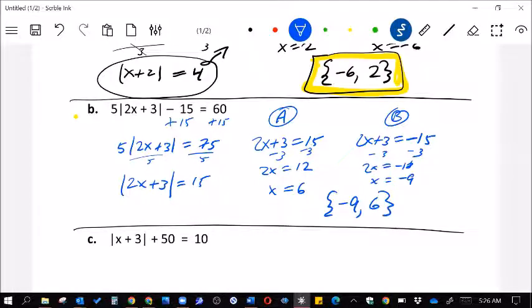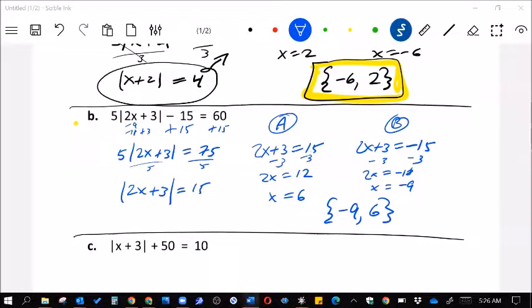So if I were to put -9 in here, I'd get -18 plus 3. That would be a -15. Absolute value of -15 is +15. So I would get 5 times 15. And that would be 75 minus 15 equals 60. And we'd have it right. Same thing if you put 6 in there. All right.